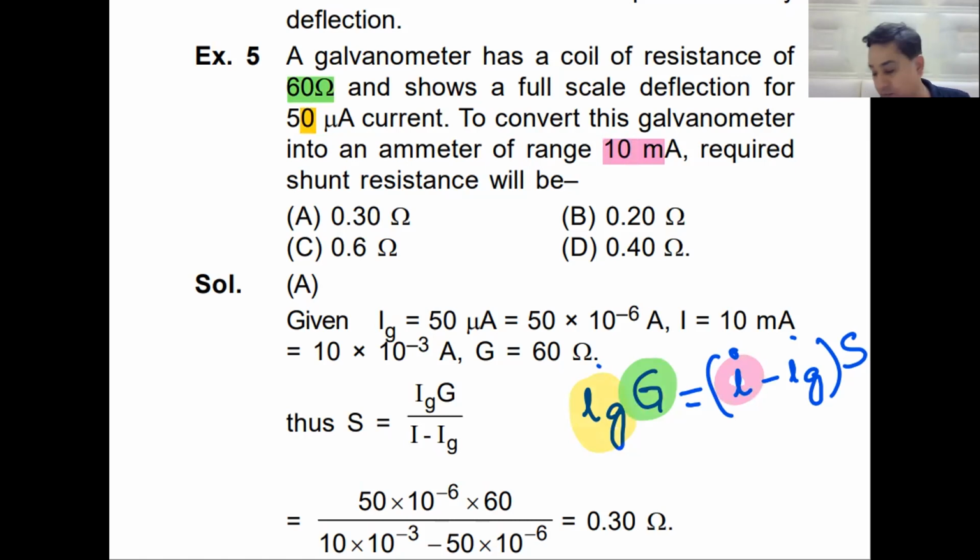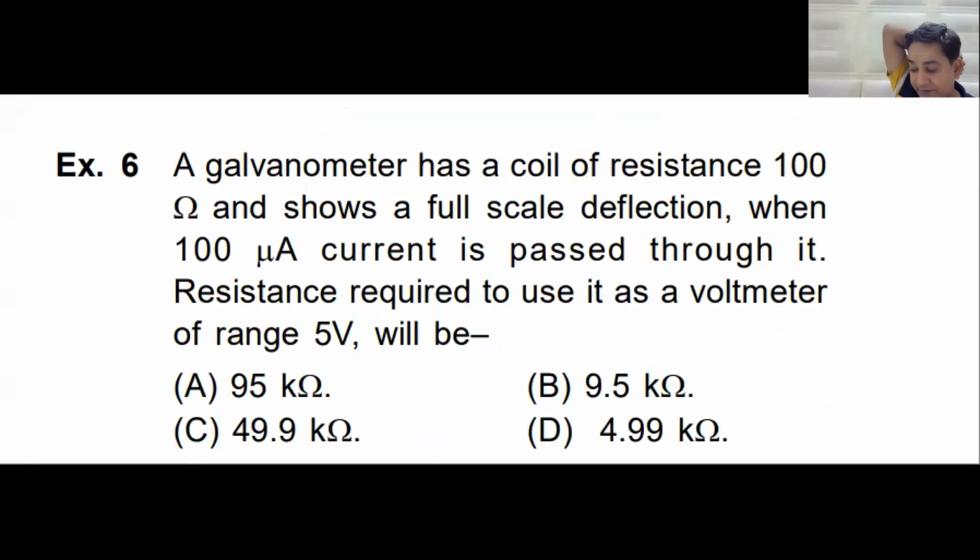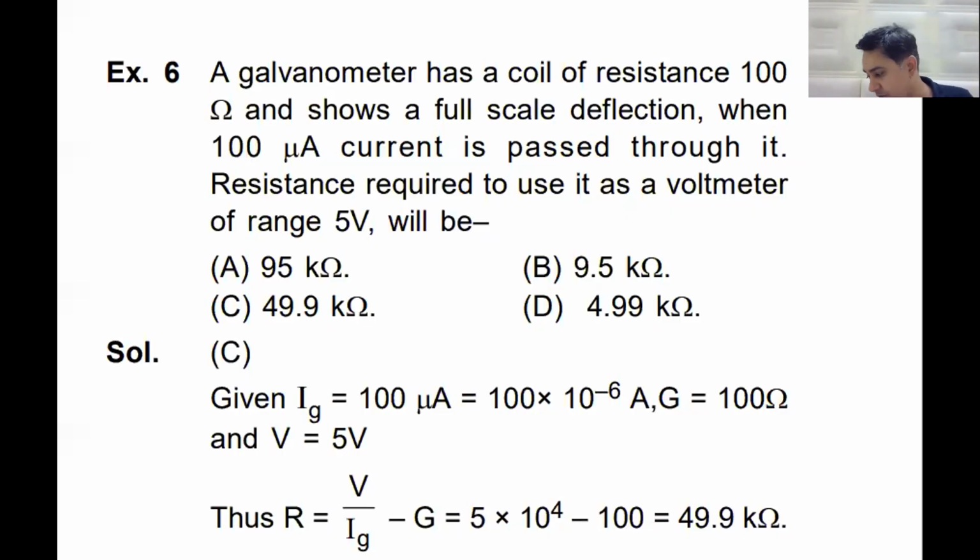So this one comes now. A galvanometer has a coil of resistance 100 ohms and shows a full scale deflection when 100 microamperes pass through it. What resistance is required to use it as a voltmeter of 5 volts? Well done, beta. You just have to put the formula, get your answer, and stay happy. Okay? Do I need to solve this, or have you understood this? Yes, sir. I understood, sir.